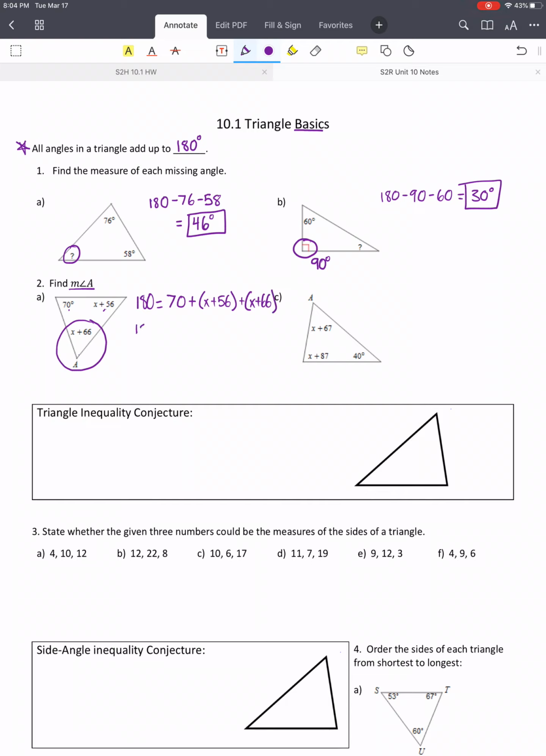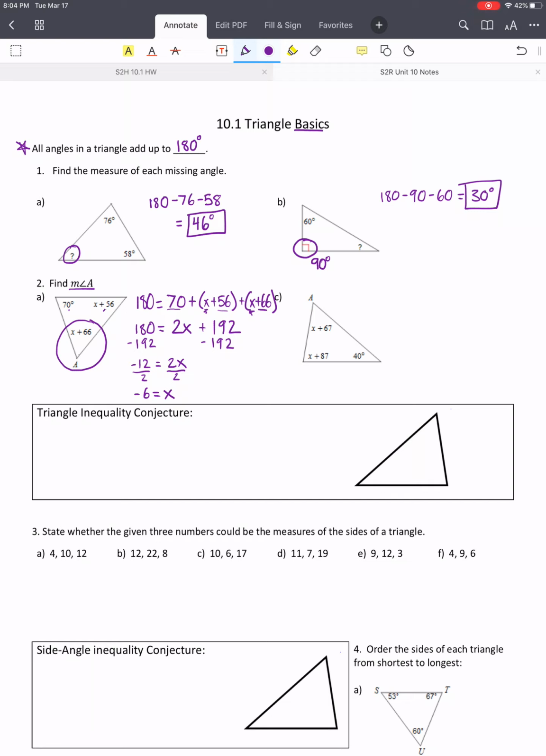We're going to combine like terms. There's an x, there's an x, so I get 2x. And when I add these three numbers together, I get 192. Now it's a quest to get x by itself. Subtract, and now we can divide by 2. And I get negative 6 as x.